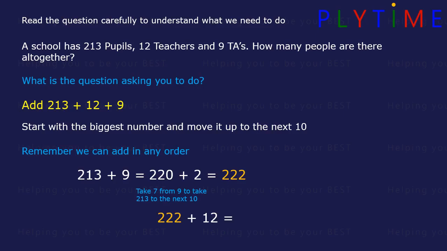Now we need to add on 12. 12 is the same as 10 plus 2. So we have 222 plus 10, 232, plus 2, 234. There are 234 people altogether.